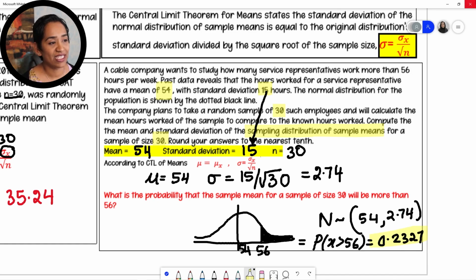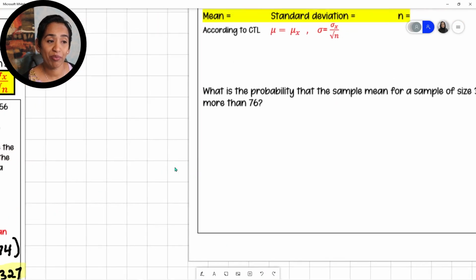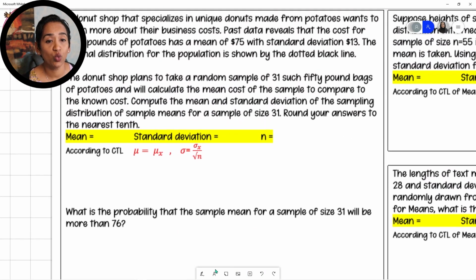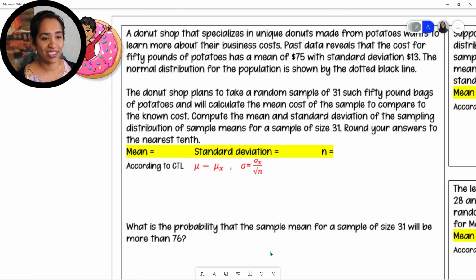Okay? Now let's take a look at the next problem. This might get slightly confusing, but I want you to do it step by step as I am doing it. That way you will not make a mistake. A donut shop that specializes in unique donuts made from potatoes wants to learn more about their business costs. This is where statistics is used. It's used in everyday life. You need to know what's going to happen, how your future is going to be, what happened previously, so you can estimate and be prepared for it.